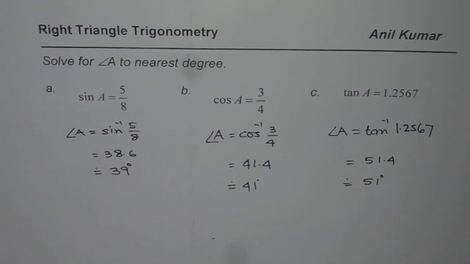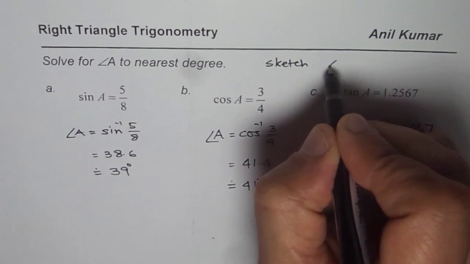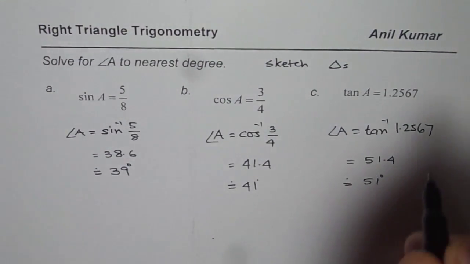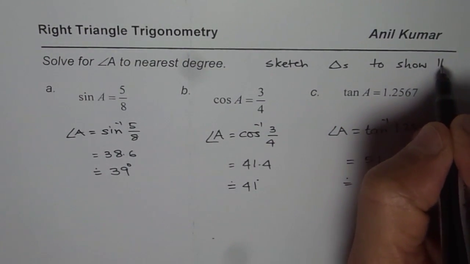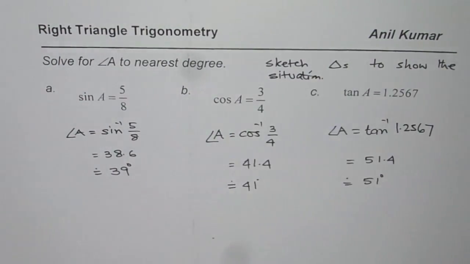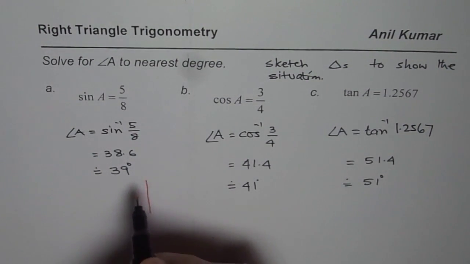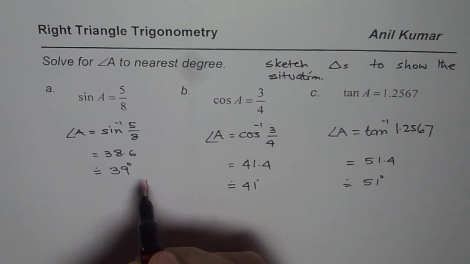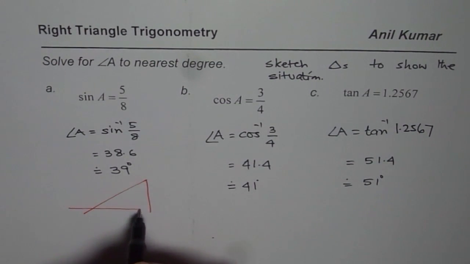Okay. Now as an added exercise, you can sketch right triangles in this case, to show the situation. Let me do one of them for you so that you understand what I'm trying to say. We say sine A is 5 over 8. So I'll just make a right triangle here. So let's say that is my right triangle, okay?